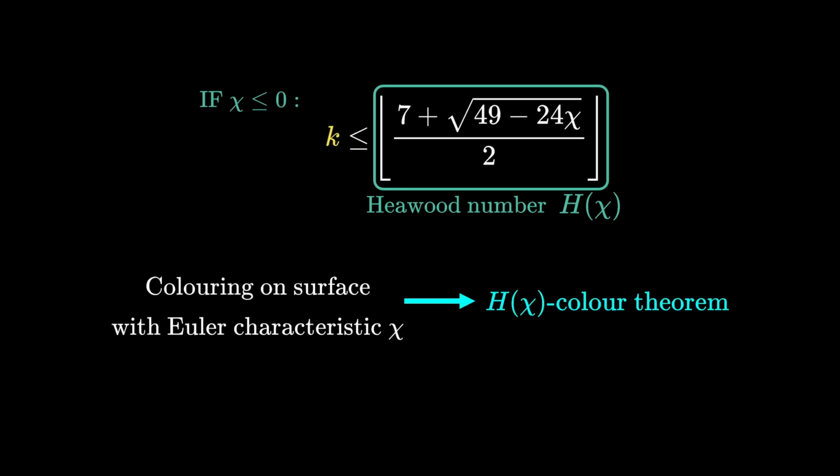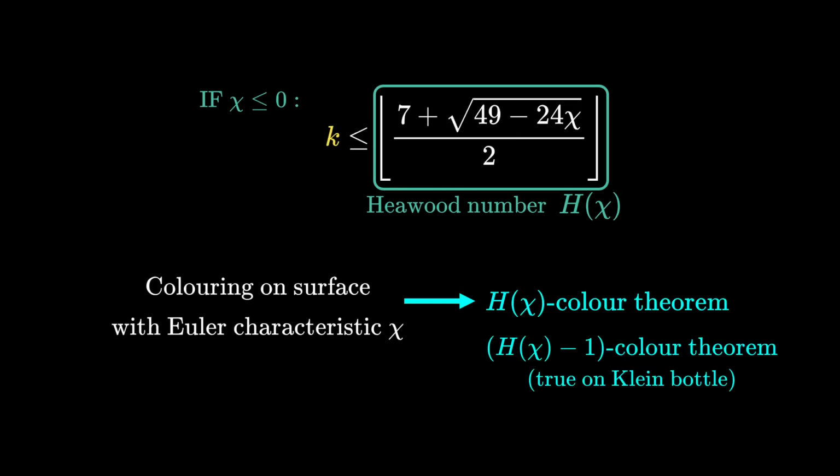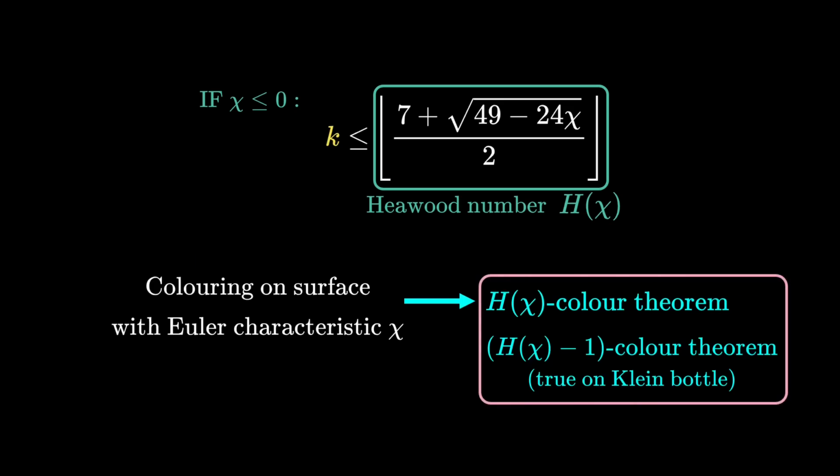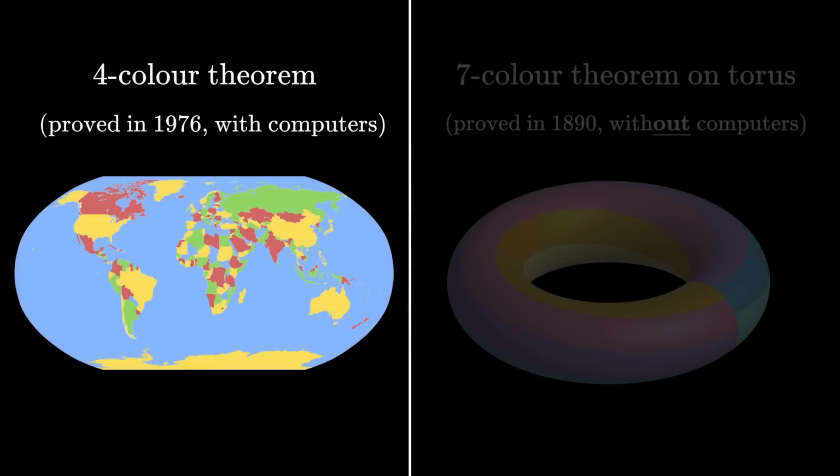In general, there are cases where we do need all h of chi colors, not just when we have a torus. Well, the Klein bottle is the only exception to this rule, in which case we can improve by 1. The 7-color theorem was proved by Heawood back in 1890, but proving that the bound is sharp in the general case was done in 1968 by Ringel and Youngs. Their proof was very technical and involved coming up with crazy examples where you really need all h of chi colors. But this 1968 result was still 8 years earlier than the four-color theorem, showing how hard the four-color theorem really was.